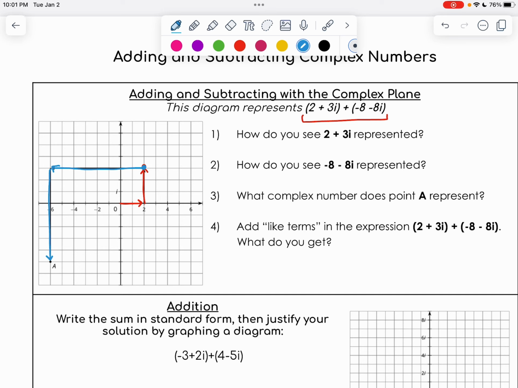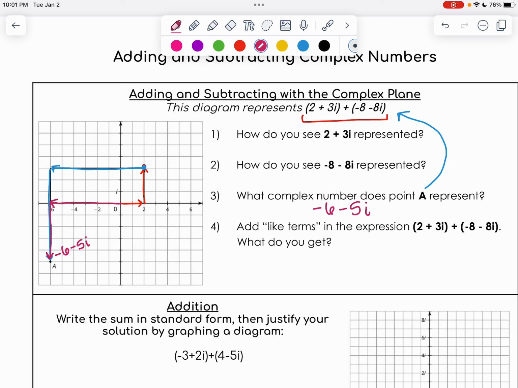And so if we look at point A, which complex number does this represent? Well, it does represent the addition of these two complex numbers, but specifically when we look at the complex plane, I go to the left 6 and then down 5. So this would be negative 6 minus 5i. That's the complex number at point A.